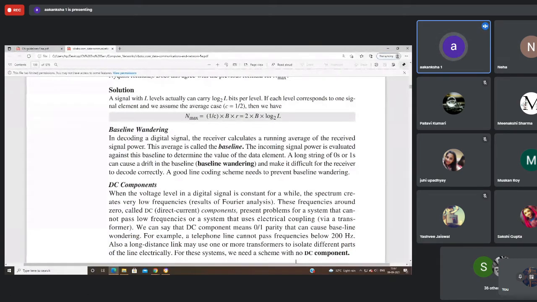So that may cause the receiver to decode. It will be difficult for the receiver to decode the digital signal correctly. It may not be able to decode it properly because it will not understand what is the exact power level or what is the exact signal level, the signal's power level.